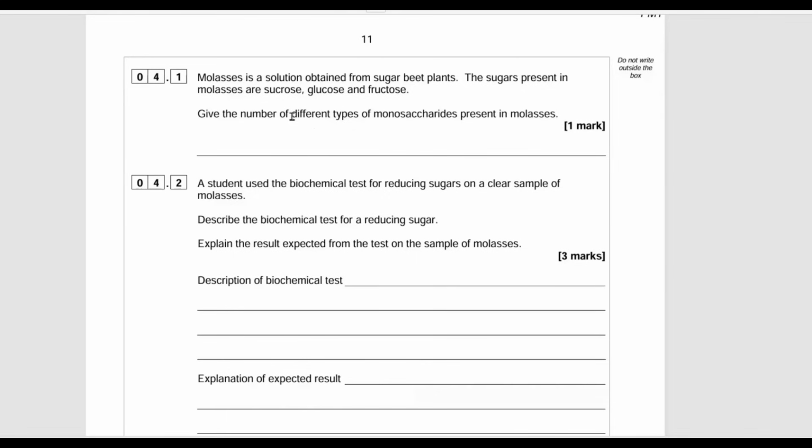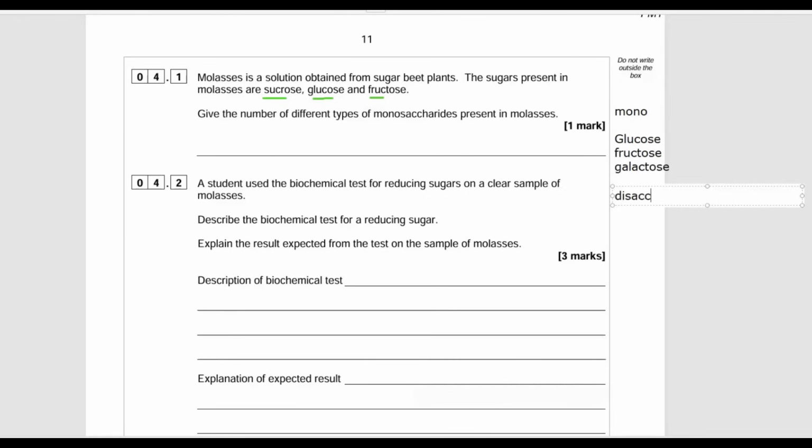Okay, I'm going to go through the answers. So mono means 1, saccharide means sugar. So we're looking at the simple sugars. Now, there are 3 sugars in this, and you need to know your 3 monosaccharides and your 3 disaccharides off by heart. Your monos are glucose, fructose, and can you shout out the third one? Galactose.